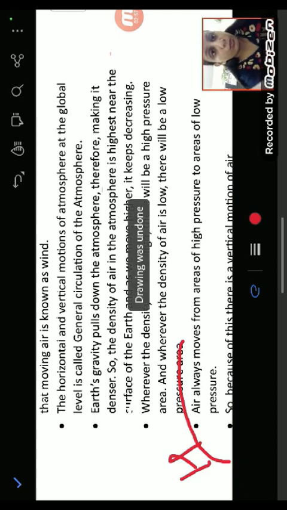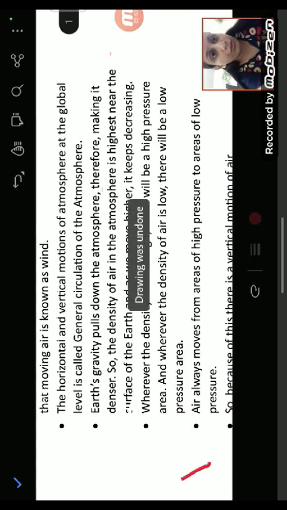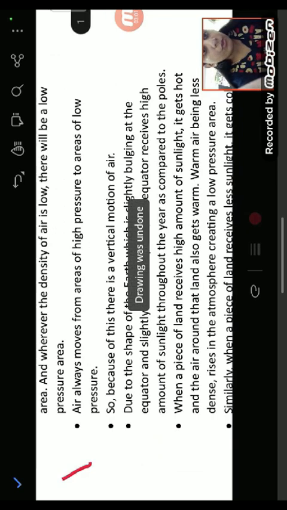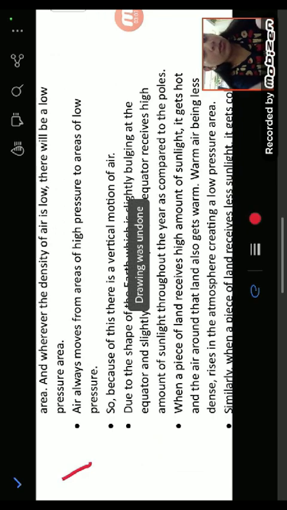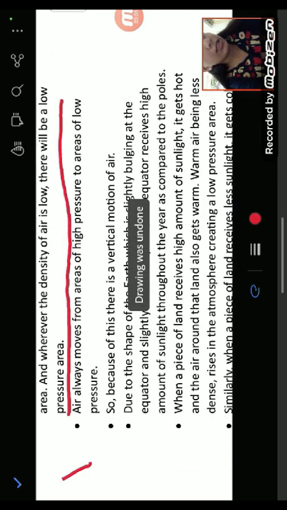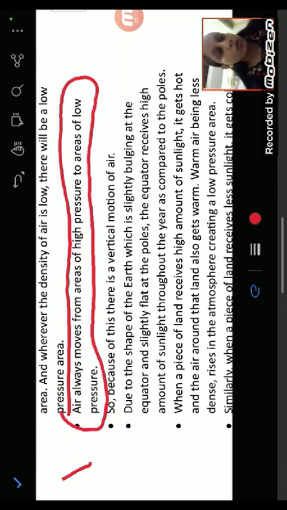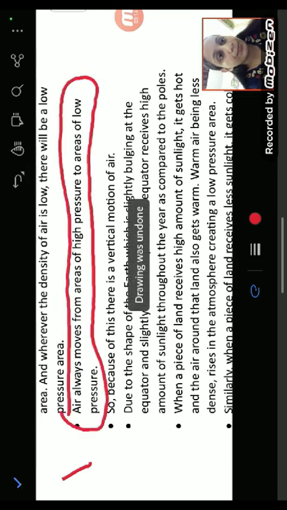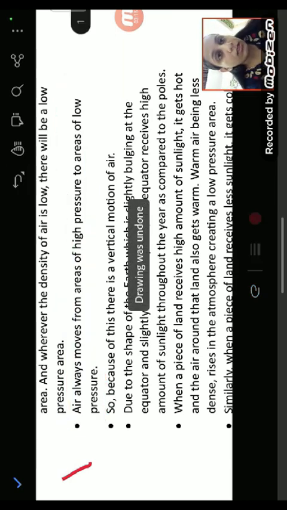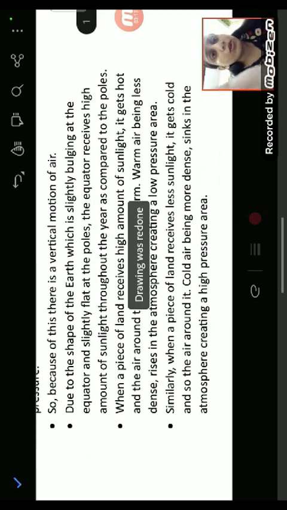Now moving forward, one more very important thing to remember, always remember this: air always moves from areas of high pressure to the areas of low pressure. Always remember this, very important. Because of this, whenever a difference in pressure is created, air will move.